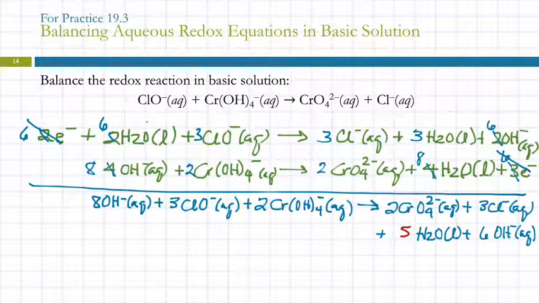Then let's look at the hydroxides. I have 8 hydroxides here and 6 here. I could subtract 6 from both sides, right? Subtracting 6, this one completely goes away. That's why I wrote them on the end. And subtracting 6, this becomes a 2. Now, if I had started over here, I could get that on one line. Okay, any questions?